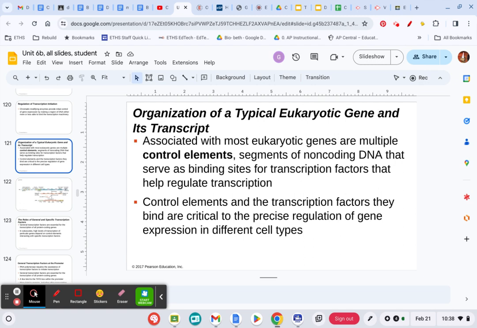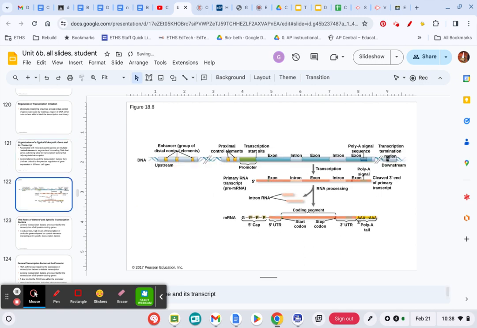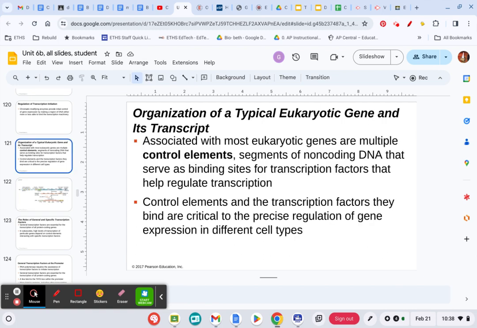Let me see if I got an example of that. No, we don't. But basically the idea is that you've got a piece of DNA and you've got this RNA polymerase that's going to be coming along and making a transcription of it. And it is kind of like a train on tracks. It can fall off and not produce the whole mRNA.